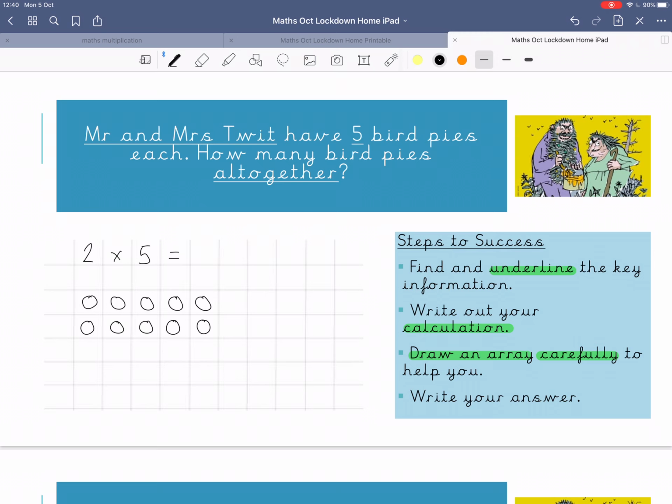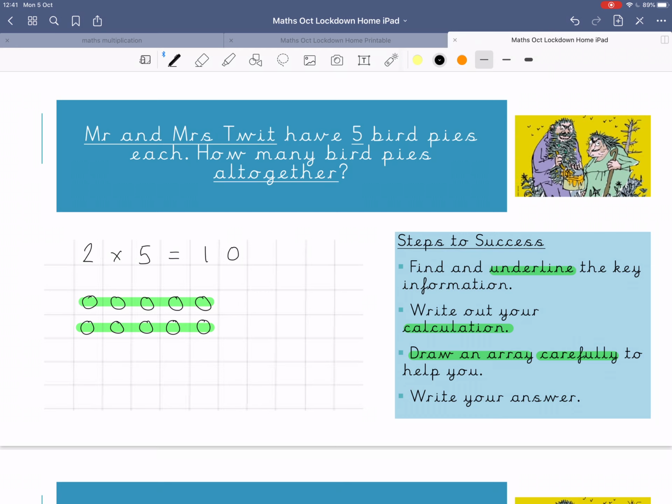Now let's see if I can use this array to try and help me work this out, okay? So I'm going to count in my 5s. I can use my 2s or my 5s. You pick whichever one you want to use, but I'm going to use my 5s today. So have a think. Here's 1 group of 5, 5, and another group of 5 is 10. Okay, so 2 groups of 5 equals 10. And then it wants me to write my answer.